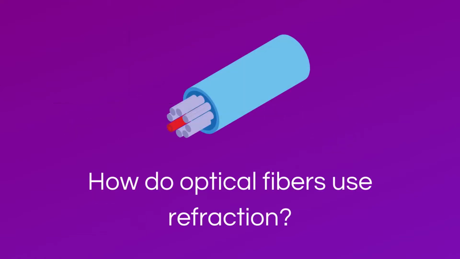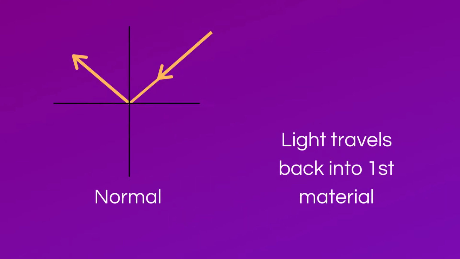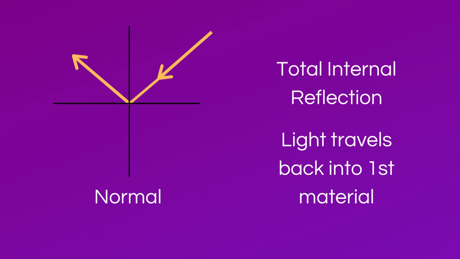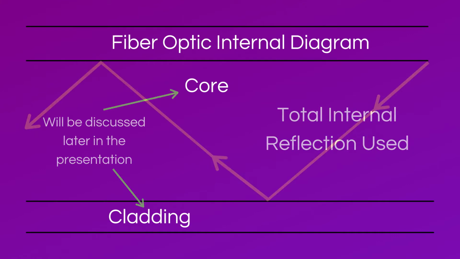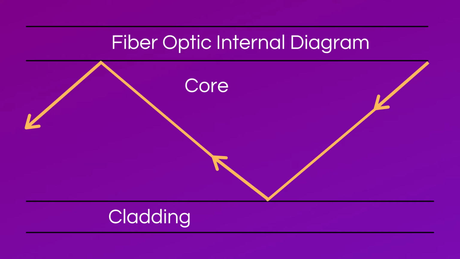So how do optical fibers use the principle of refraction to work? When light tries to travel into a material that causes it to speed up, it is possible for the light to bend to the point that it travels back into the material. This phenomenon is called total internal reflection. Fiber optics use total internal reflection to transmit light from one location to another. Light propagated by total internal reflection will continue to zigzag down the length of a fiber.